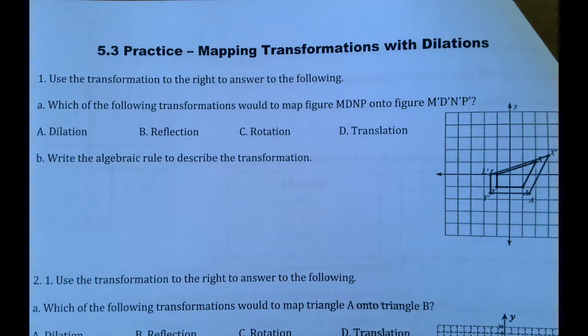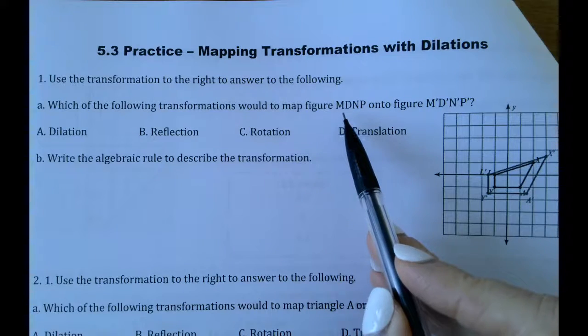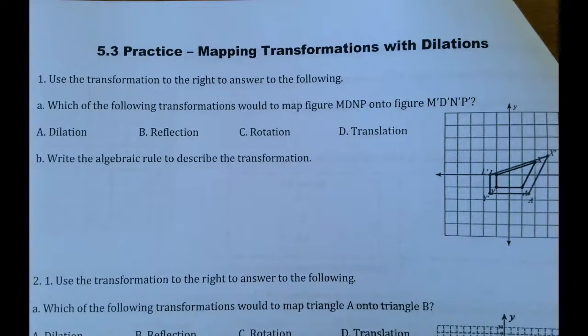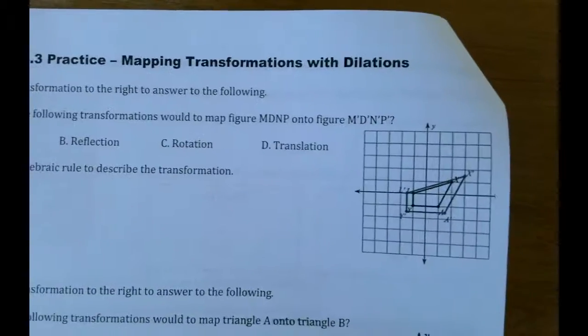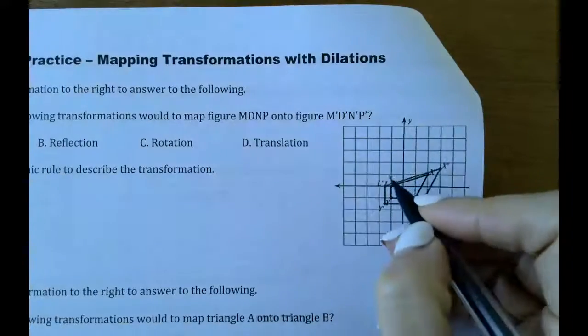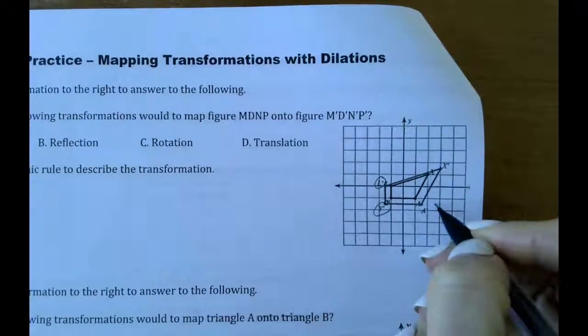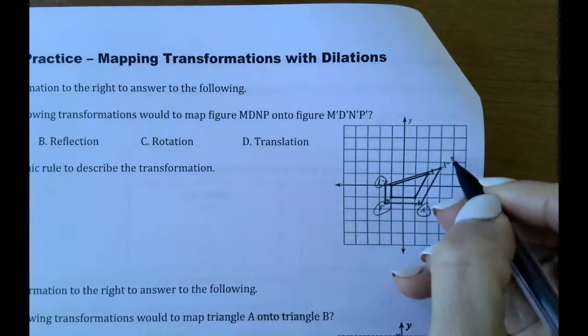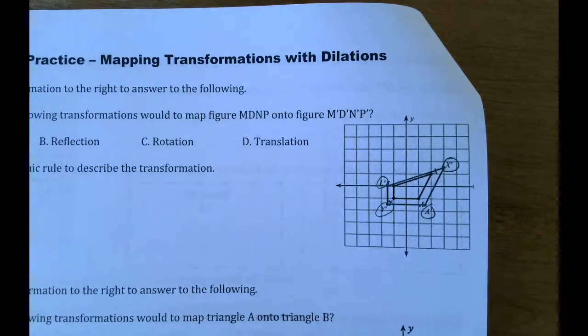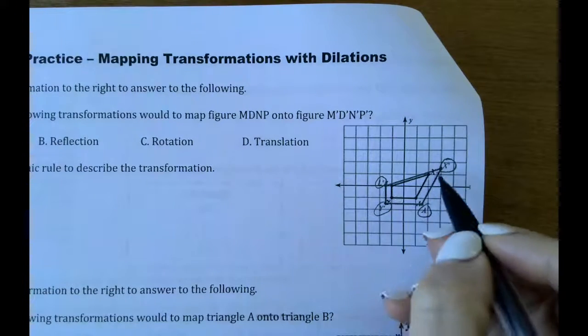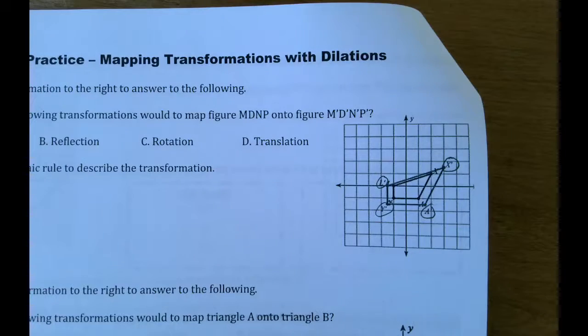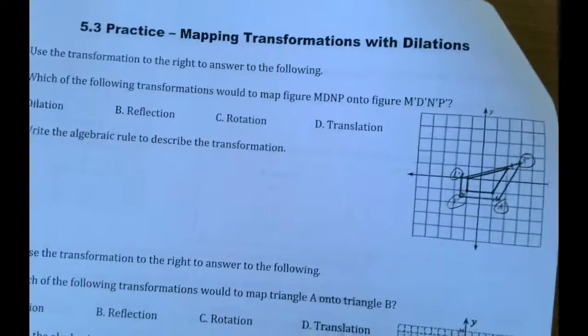And so it says, which of the following transformations would map figure MDNP onto its new image? So the first thing here is we want to check and see which one is the new image, because this is kind of a weird one to look at. Let me move my paper here. If you look at this outside L, that's going to be the bigger figure. So the Y, the A, and the X. So that's our bigger figure. Our smaller figure is the original. So the original is the smaller figure. So keep that in mind.